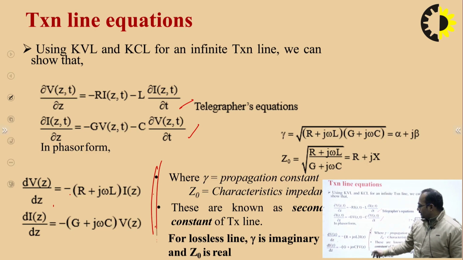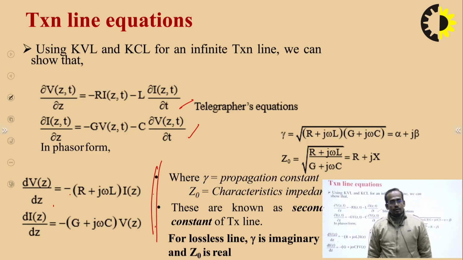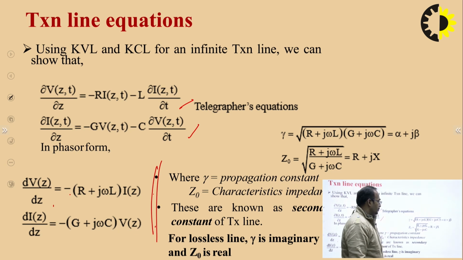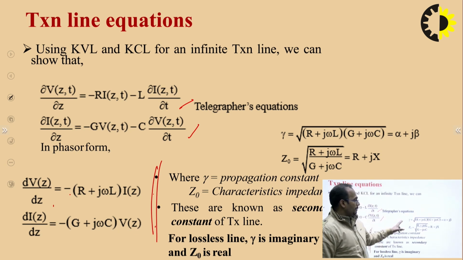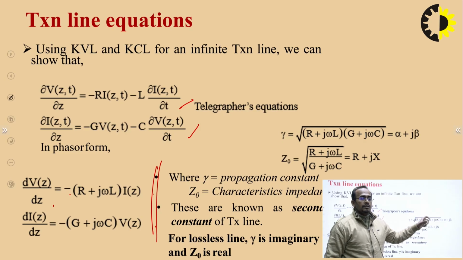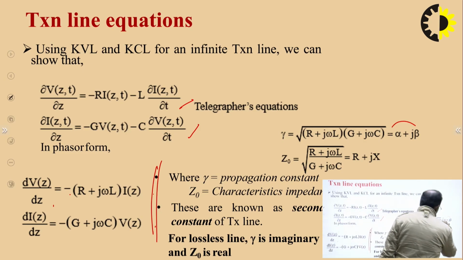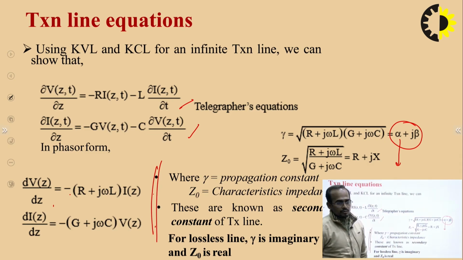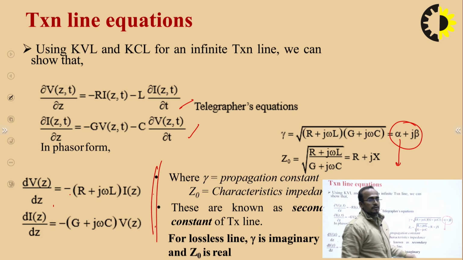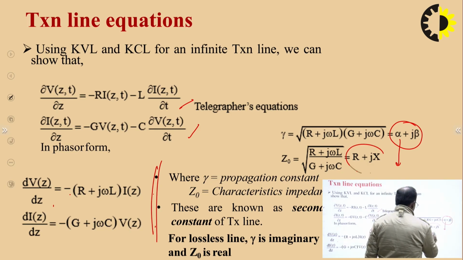So by using these equations, we can find the value of the propagation constant, that is gamma, and the value of Z naught. By using this equation, we get gamma equal to the square root of (R plus j omega L)(G plus j omega C), and this gamma is nothing but alpha plus j beta. This alpha is the attenuation constant and beta is the phase constant. Gamma is the propagation constant and Z naught is the characteristic impedance. Z is nothing but R plus jX.